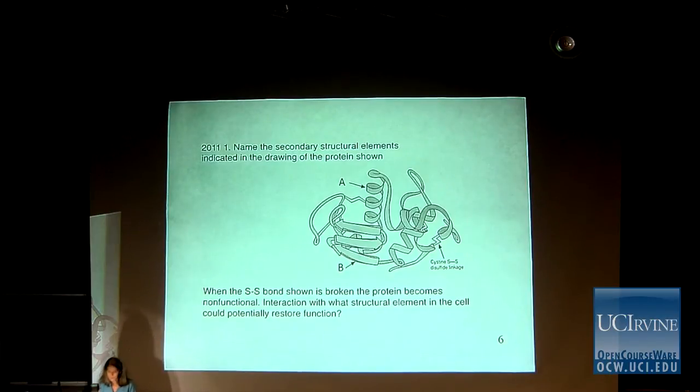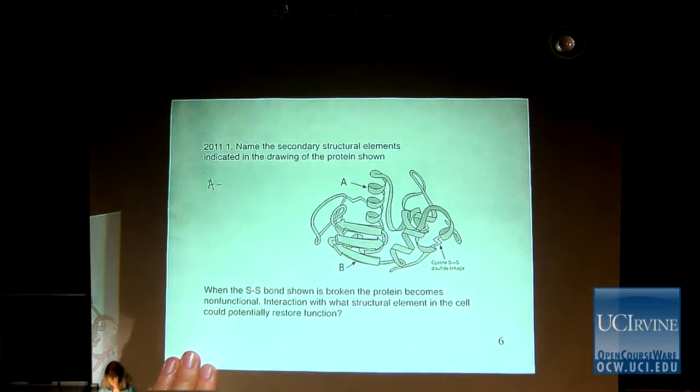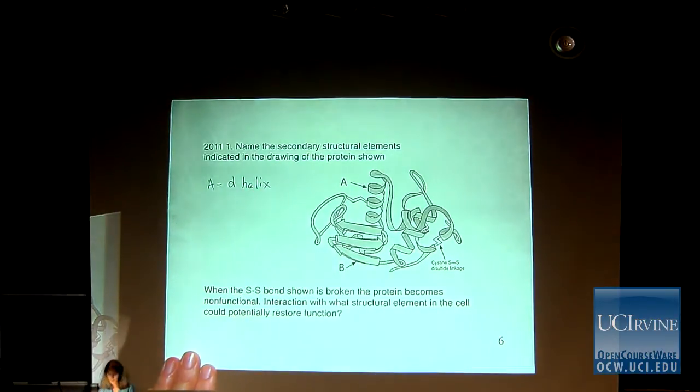Okay. This is a pretty straightforward one. Name the secondary structural elements indicated in the drawing of the protein shown below. So A is what? Alpha helix or alpha coils. Both of those would work.